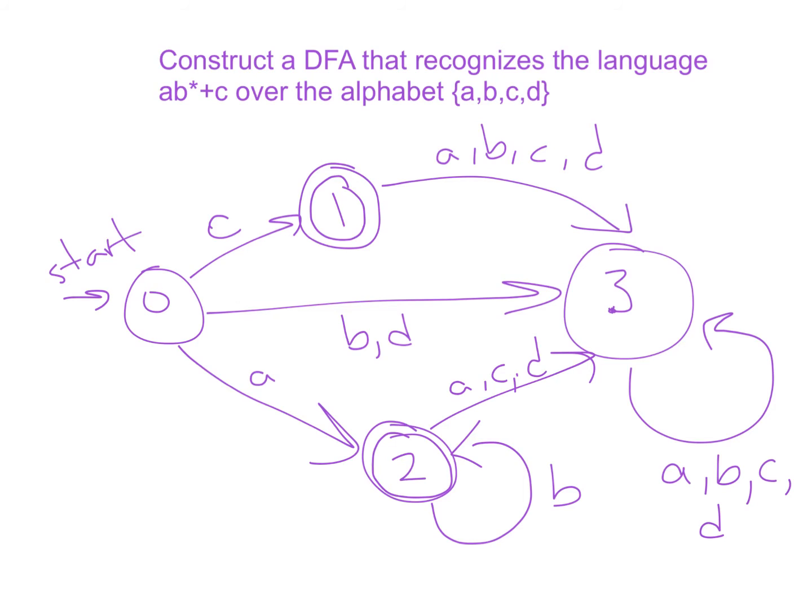And I think we may be good. State 3 has all the out arrows. So there you go. This looks pretty good.